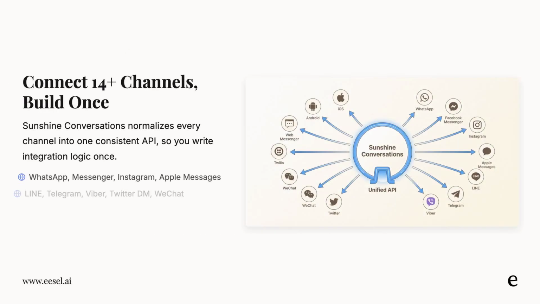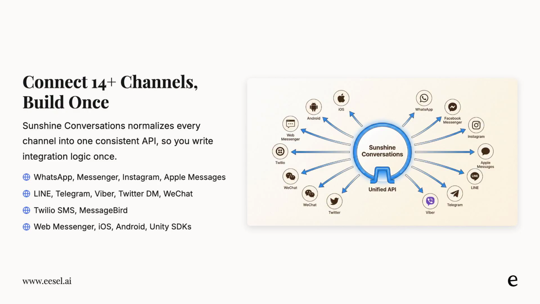From WhatsApp Business and Facebook Messenger to Apple Messages, Line, Telegram, WeChat, and even Unity SDK for gaming apps, every channel speaks the same language through Sunshine Conversations. Twilio and MessageBird handle your SMS needs, while the built-in web messenger and native iOS and Android SDKs cover your own surfaces. One integration, every platform.